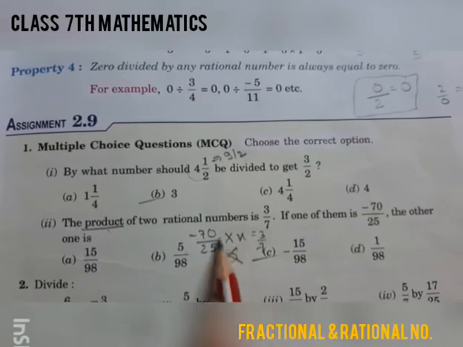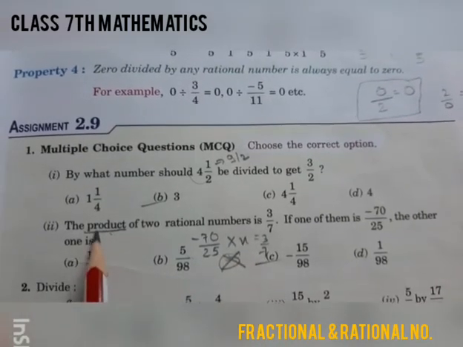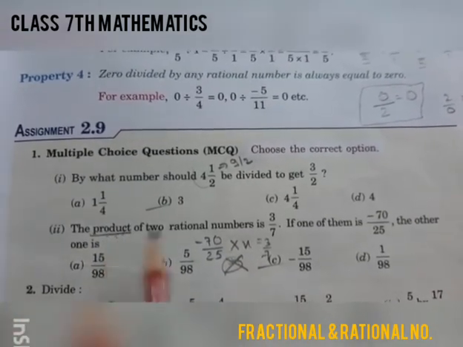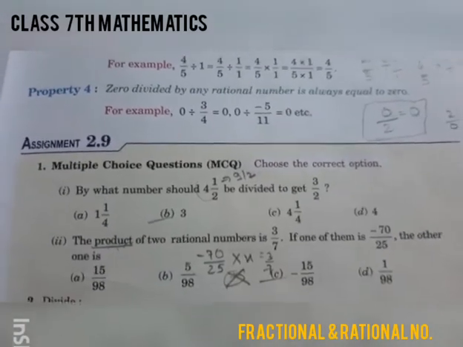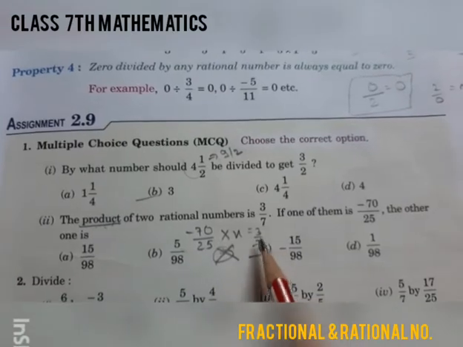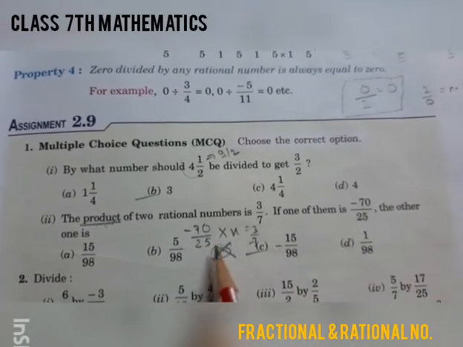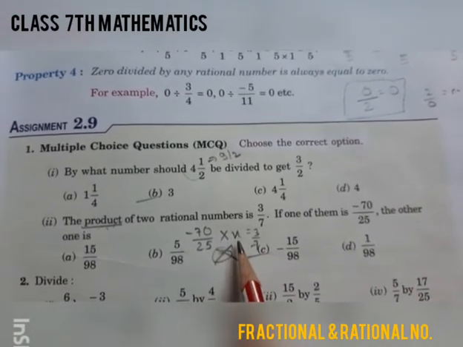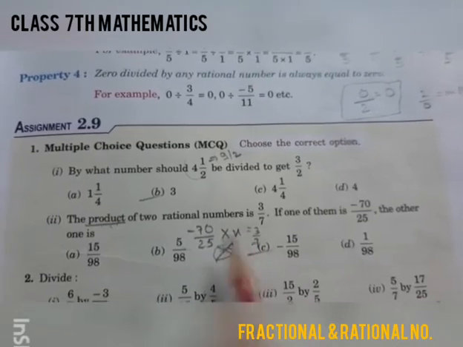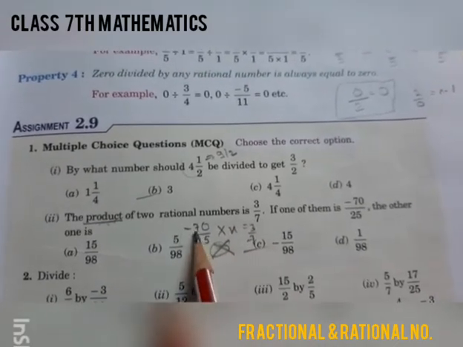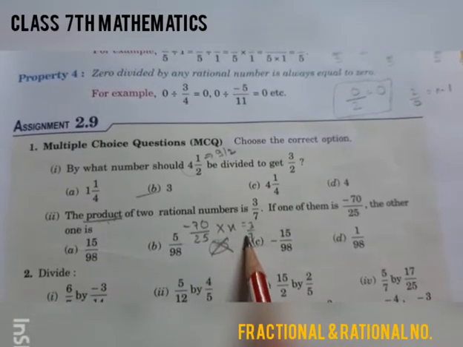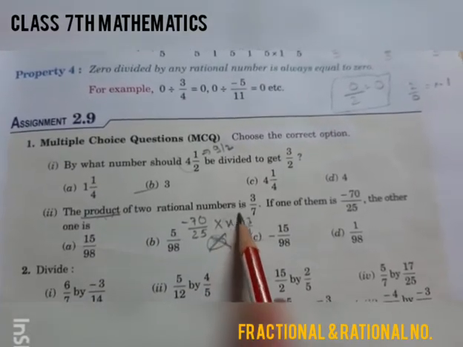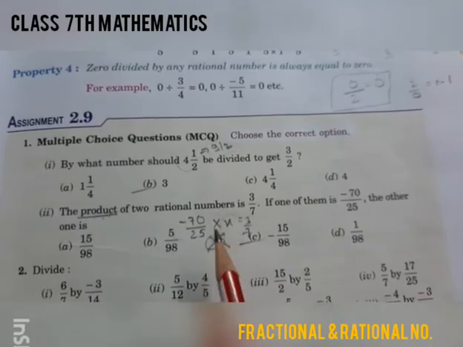We will put here the sign of multiplication because the question is saying product. Product means multiplication. The question is saying that multiplying two numbers gives 3 upon 7. The first number is given, minus 70 upon 25. The second number is not given, we are assuming it as x. So mathematically the statement will be minus 70 upon 25 multiplied by x equal to 3 upon 7, and we need to find this value of x. Don't put here the sign of division.